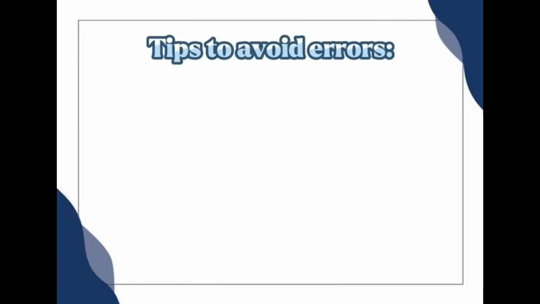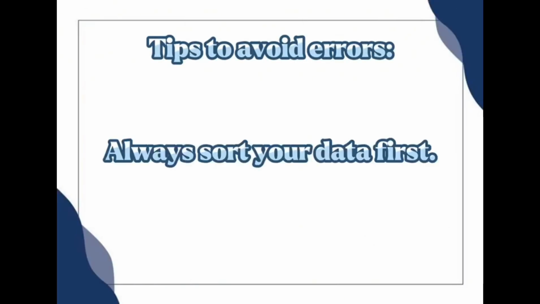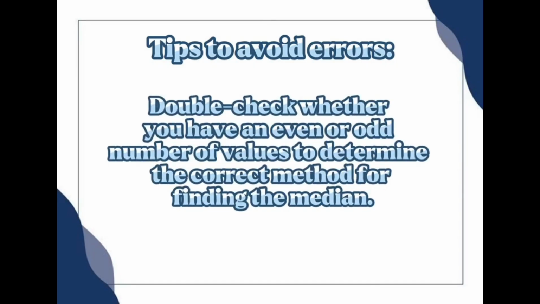Tips to avoid errors. Always sort your data first. Sorting the data from smallest to largest allows us to easily find the middle value. And also double check whether you have an even or odd number of values to determine the correct method for finding the median. If you don't check the number of values, you might incorrectly calculate the median by simply selecting one of the middle values in an even dataset, leading to an inaccurate representation of the central tendency.